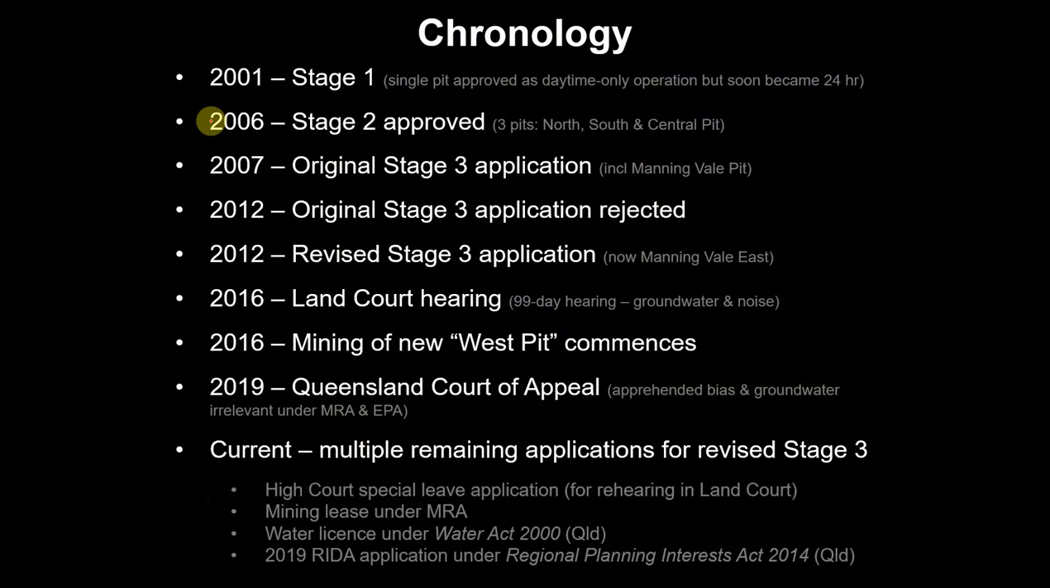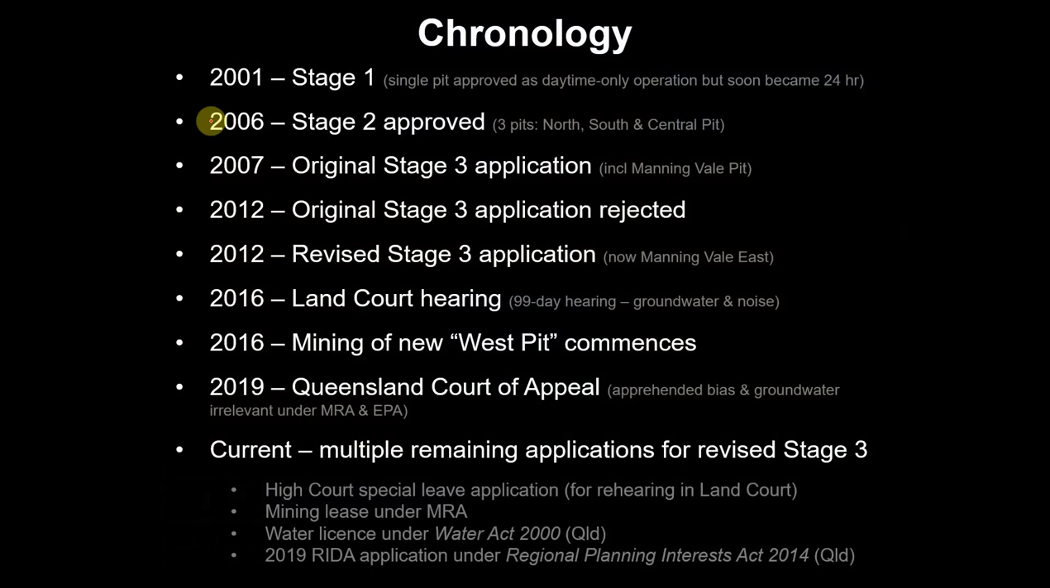The mine originally started in 2000, 2001, when it was approved. Stage one started as a single pit. It was approved initially for daytime operation only, but soon became a 24-hour operation. Then the mining company applied for stage two, which is three pits: north, south, and central pit. I'll show you a map of those three pits in a moment. I've already shown you the Google Earth image with those three marked. That was the original Stage 2 approval in 2006.